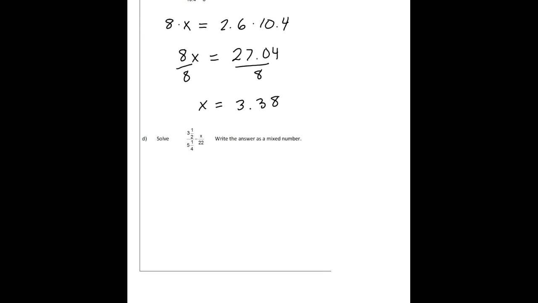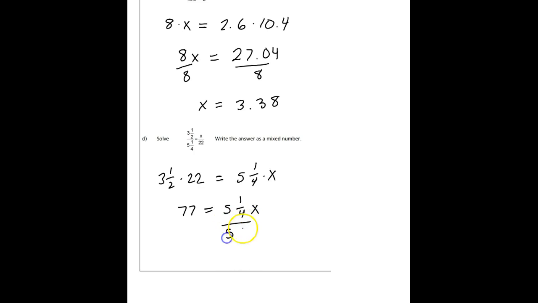On this last one here, I'm starting out with fractions, and that's okay. So I have 3 1/2 times 22, and that equals 5 1/4 times x. If you feel more comfortable working with these as improper fractions, you can go ahead and do that. But if you're fine leaving them as mixed numbers, that's fine too. So when I multiply this, I get 77 equals 5 1/4 x.